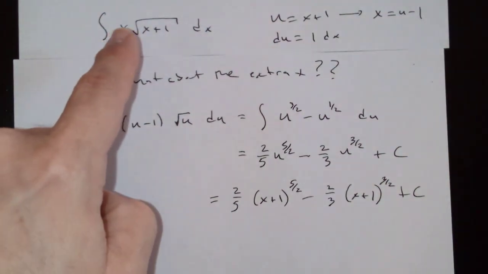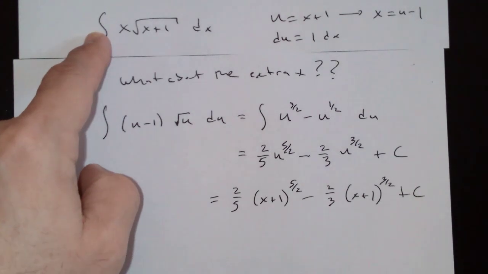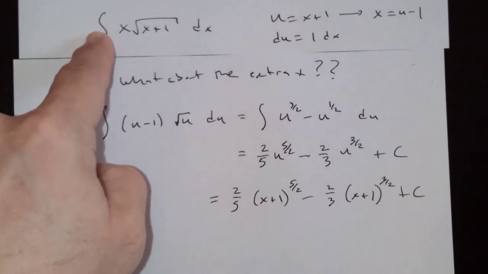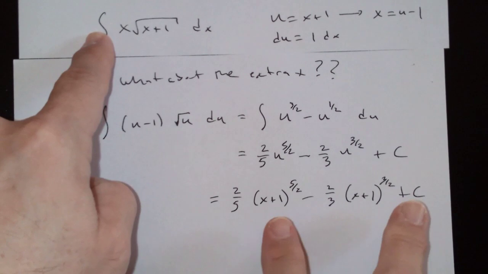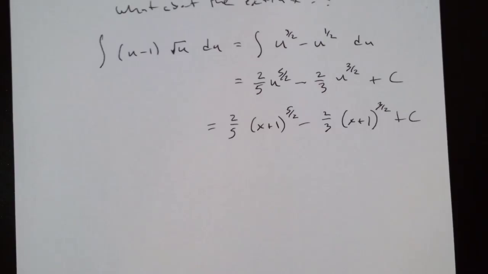It is remarkable to think that the derivative of this ugly expression is just this. There's a lot of algebra that must have happened to go from this and take the derivative and get that. Questions?